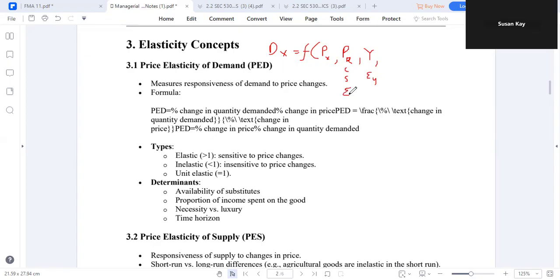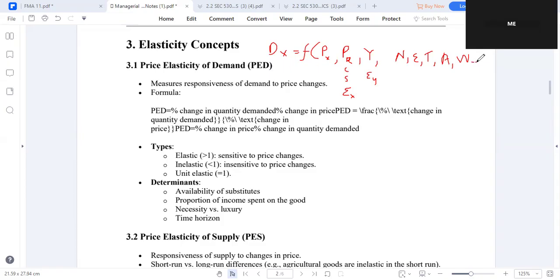Related goods, expectations, correct. Population, expectations, tastes. What else? Factors that affect demand. Advertisements, correct. The weather. All these are factors that affect one's demand.